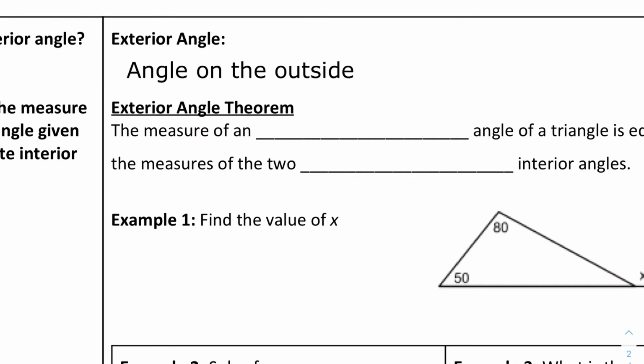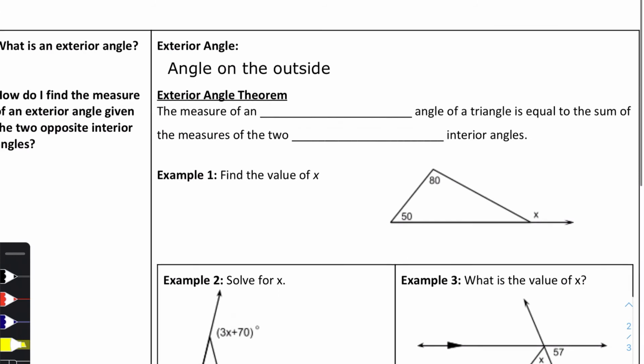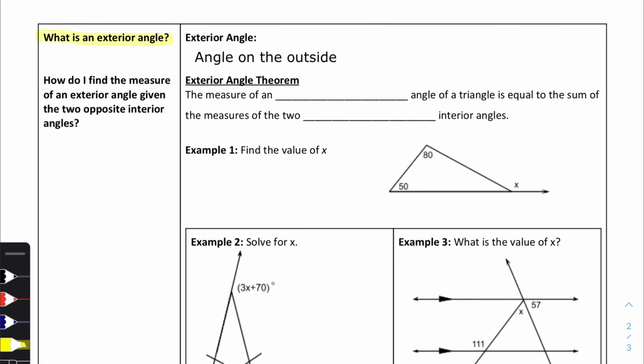So to answer that question, what is an exterior angle here? An angle on the outside. That's all you need to write down. An exterior angle is an angle on the outside. So how do we find the measure of an exterior angle given the 2 opposite interior angles? Well, we can use the exterior angle theorem, which pretty much says the measure of an exterior angle. Let me go ahead and write that there. So I'm going to zoom in here so we can all see. Uh-oh. A little technical difficulties.